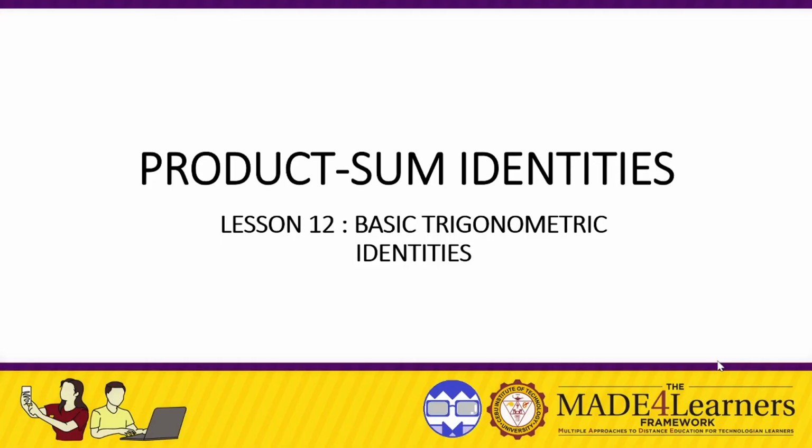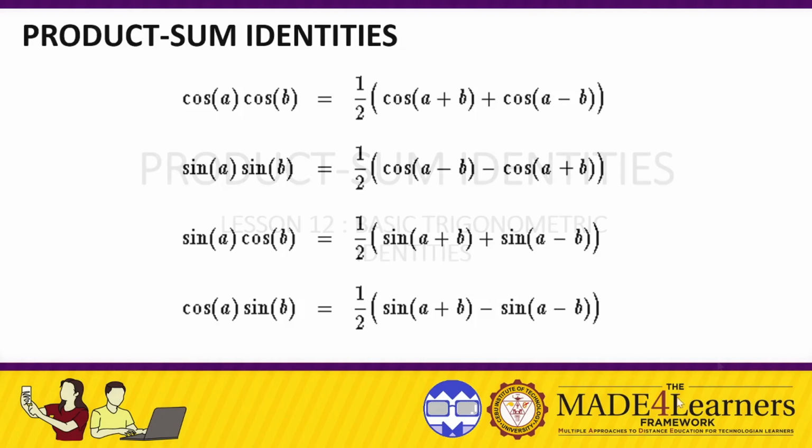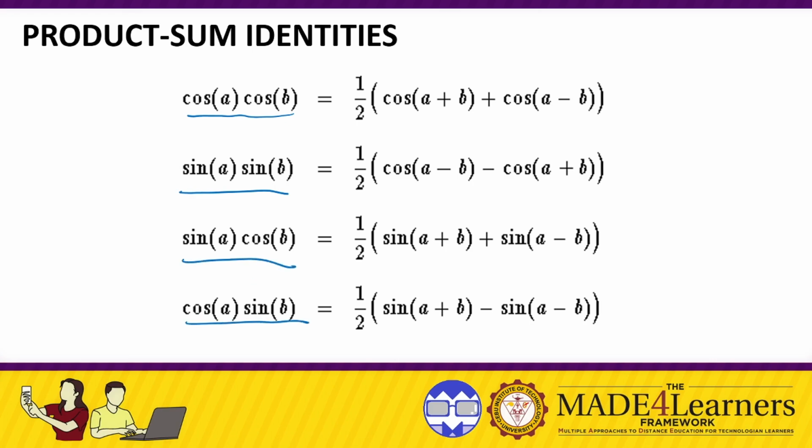Hello and welcome back to lesson 12, basic trigonometric identities. This will be the last part of lesson 12, product sum identities. Let's start. The product sum identities are derived from the sum and difference identities, and this is quite familiar already. These are parts or terms found in the sum and difference identities.